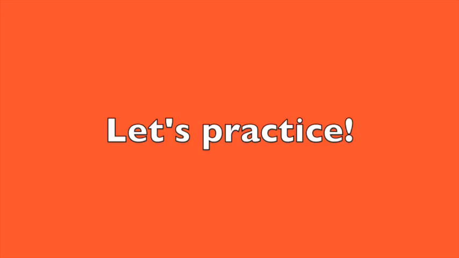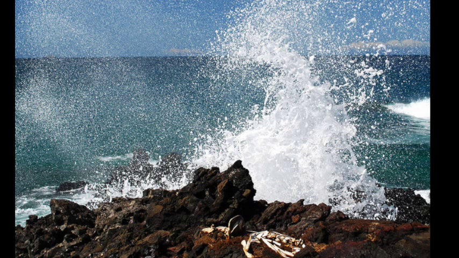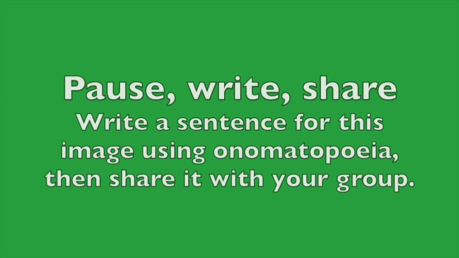Okay, now let's practice. I want you to look at the picture and try to think of a sentence that can describe what's happening. Try to use onomatopoeia, words that make the reader hear what's happening. Okay, somebody pause the video and write a sentence for this image using onomatopoeia, then share your sentence with the group.